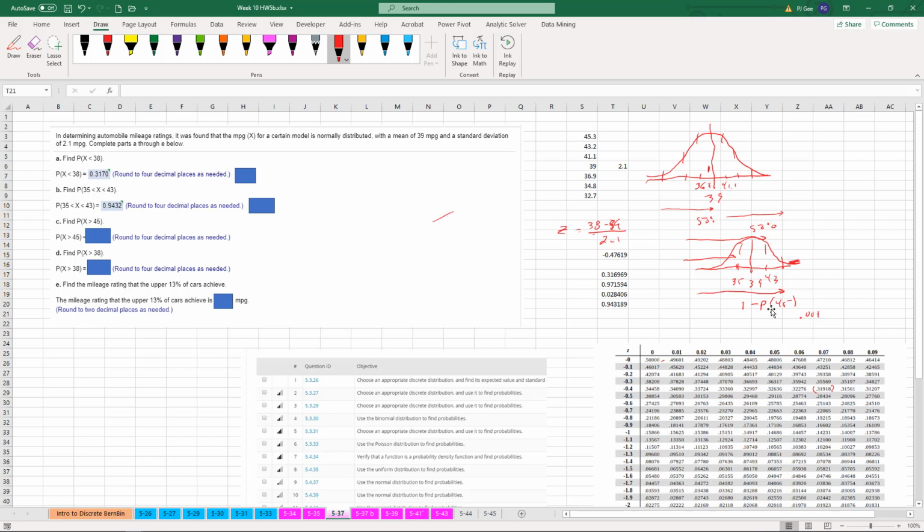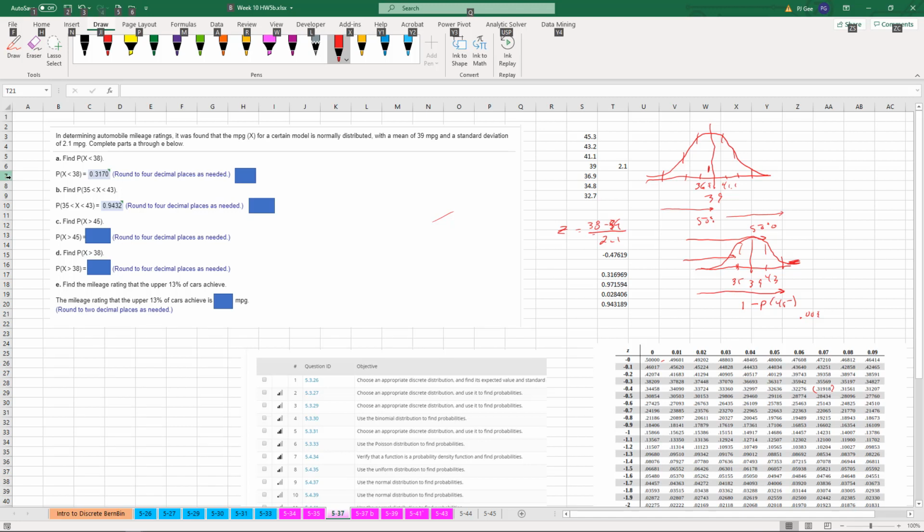Okay. And then they did the same thing here again. They said, what's the probability greater than 38? Remember, we did less than 38. Now they're going to do greater than 38. So you have to go through the same thing again and find the mileage rating that the upper 13% of cars achieve.